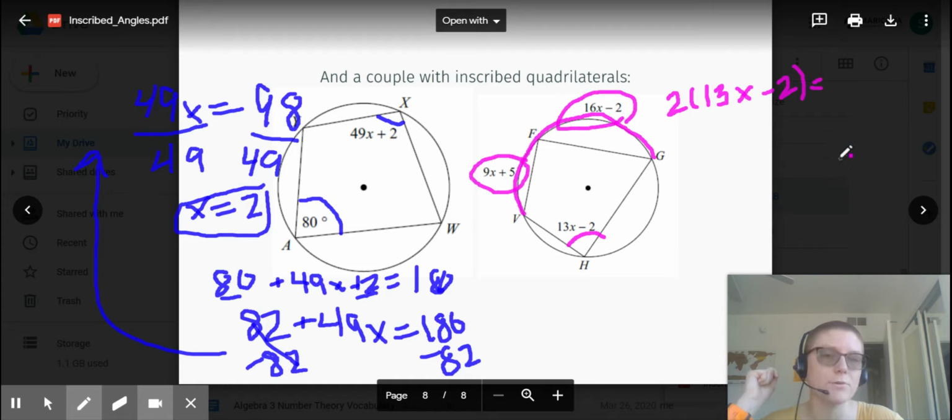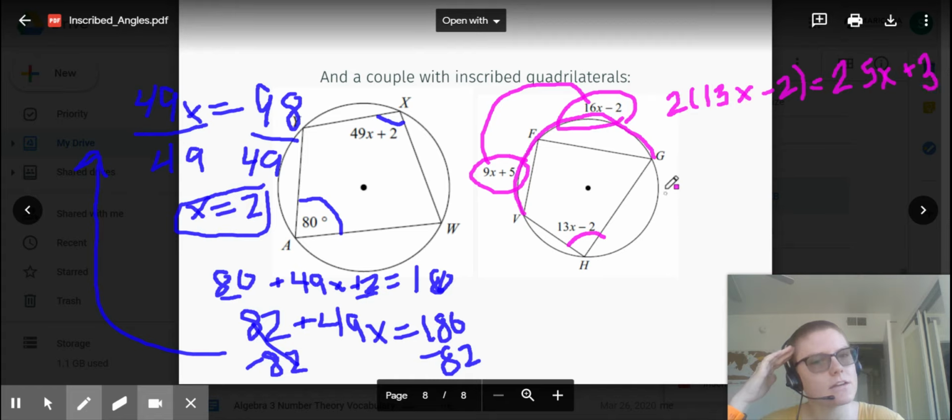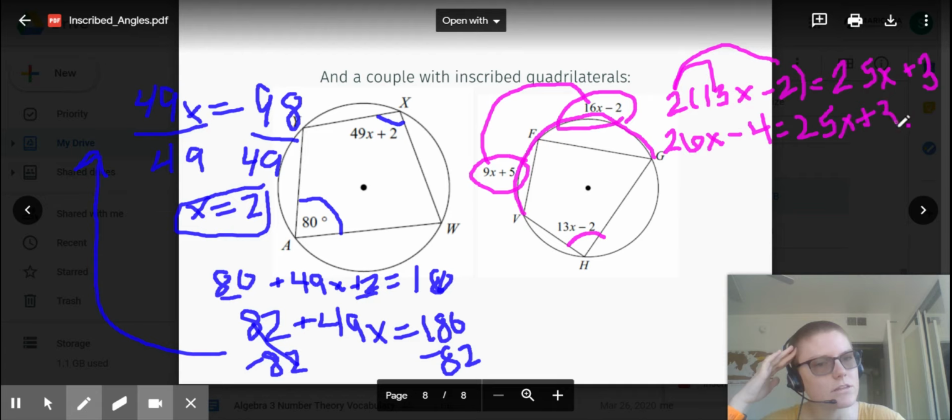I don't have enough room to write all that, so I'm going to do my combining like terms here. 9x plus 16x. 9 and 16 makes 25x's. And a 5 minus a 2 is a plus 3. All right, then I'm going to go ahead and distribute the 2 this time. So 2 times 13x is 26x. 2 times minus 2 is minus 4. 25x plus 3 on this side.